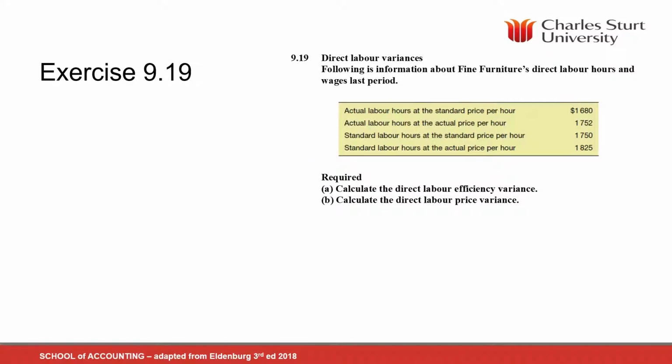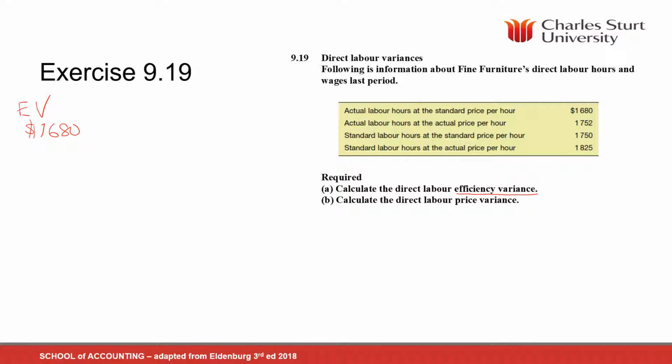Right, now what we're going to do is to calculate the direct labour variances. The first one we're going to calculate is the efficiency variance. Now the efficiency variance is the actual labour hours at the standard price per hour, which is 1680.